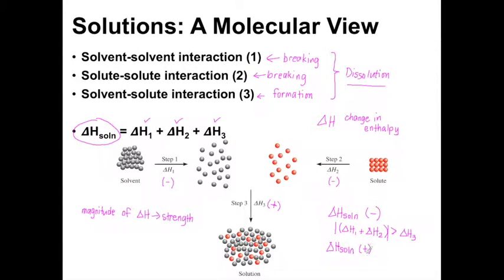Now, if we have a positive delta H solution, it means that the energy created from the formation of the solvent-solute interaction is greater than the energy needed to break the solvent-solvent and the solute-solute interactions. So a positive delta H solution will arise if delta H3 is greater than the absolute value of the sum of delta H1 and delta H2.